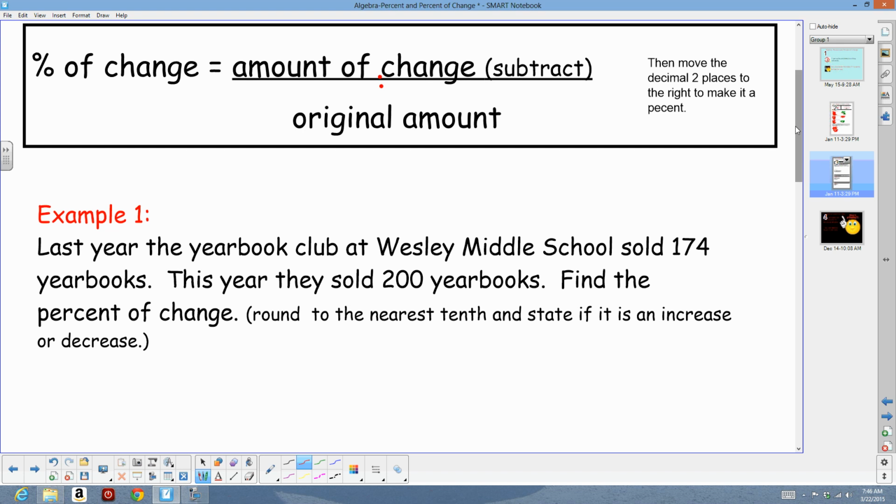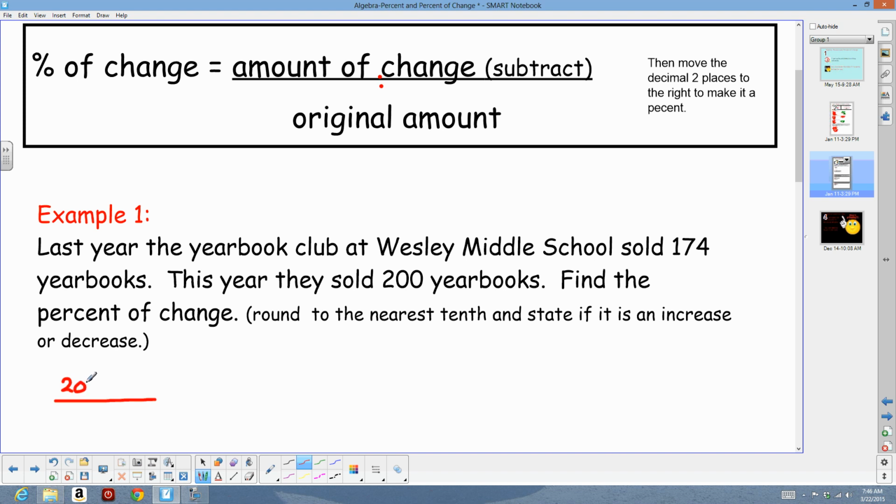In our first example, it says, last year the yearbook club at Wesley Middle School sold 174 yearbooks. This year they sold 200 yearbooks. Find the percent of change, round to the nearest tenth, and state if it's an increase or decrease. Well, the percent of change is going to equal the amount of change over the original. So the amount of change is the difference between the two amounts.